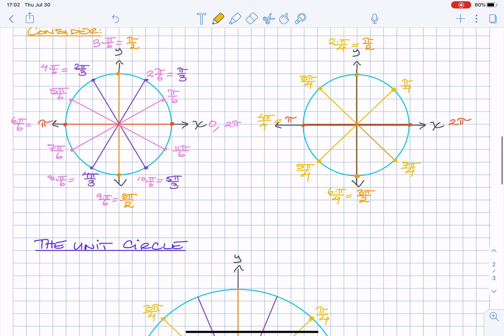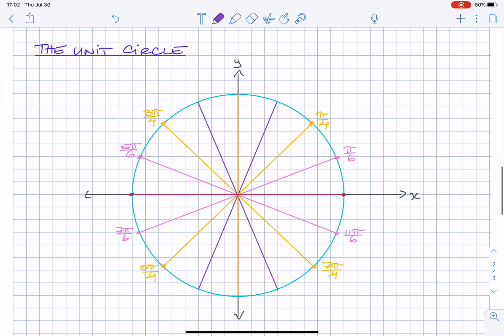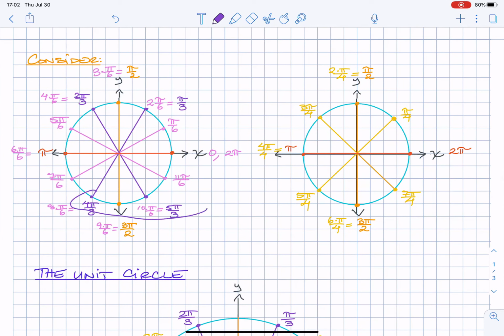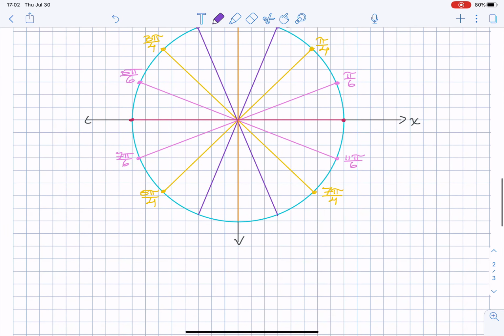Now we'll look at the 60-degree angles, which are higher up, so pi over 3 and 2 pi over 3. Now this is not drawn very well, but you get the idea. Pi over 3 and 2 pi over 3. Then looking at the bottom two, it's 4 pi over 3 and 5 pi over 3 on the bottom.